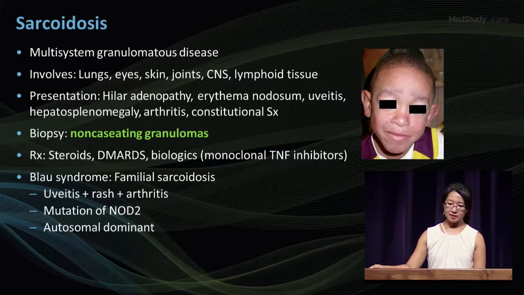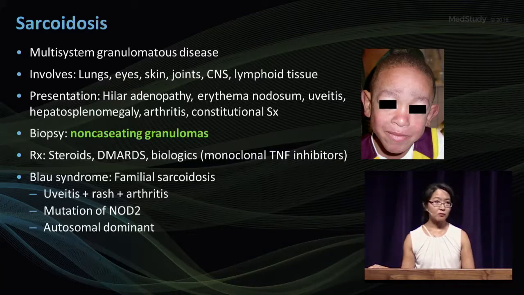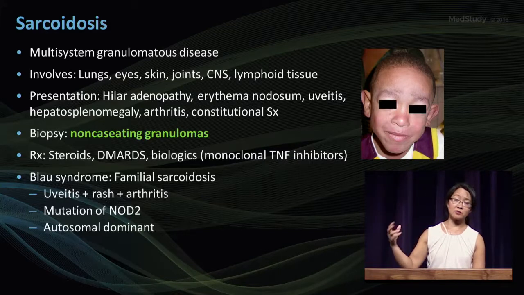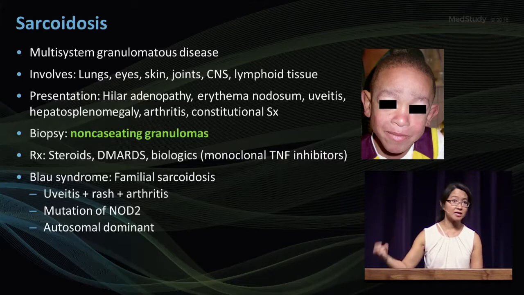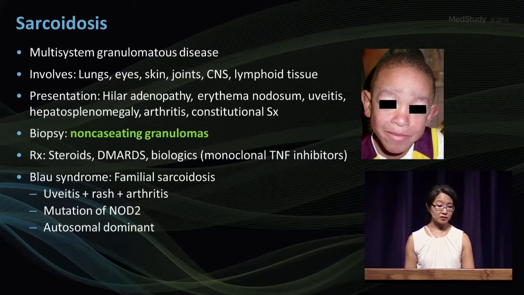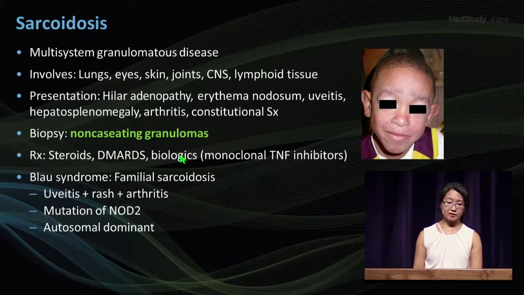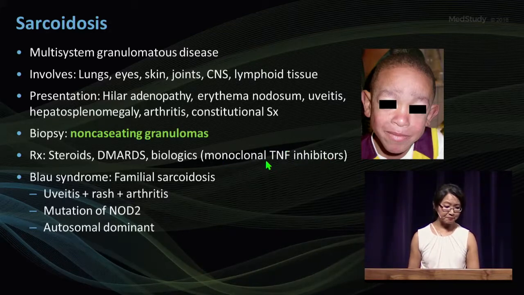When you biopsy the skin lesions, you'll see non-caseating granulomas. Okay. Whereas in GPA, you'll see sometimes necrotic or caseating granulomas. In tuberculosis, you'll see caseating granulomas. Sarcoidosis is non-caseating. You manage these patients with steroids, disease-modifying drugs. They actually respond very well to monoclonal TNF inhibitors, such as adalimumab and infliximab.